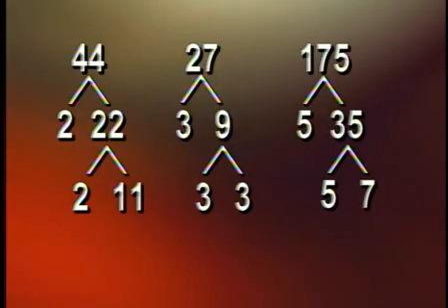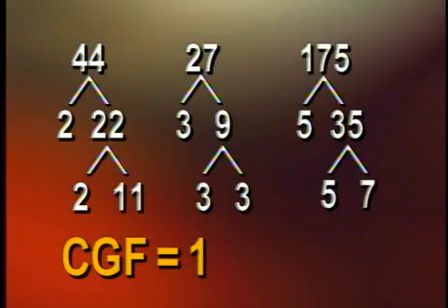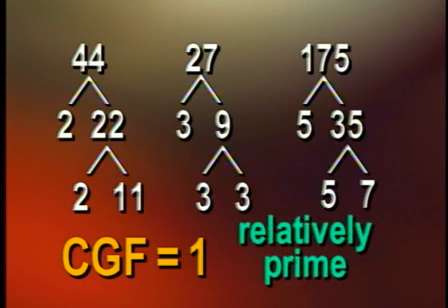And therefore you might be thinking, well, there is no common factor. Yes, there is. Remember, every number can be divided by 1. 1 is the creator number, if you will. And therefore, the GCF, the greatest common factor for 44, 27, and 175 is 1. And we have a word, or actually two words for that. If two or more numbers have a GCF of 1, they are called relatively prime.